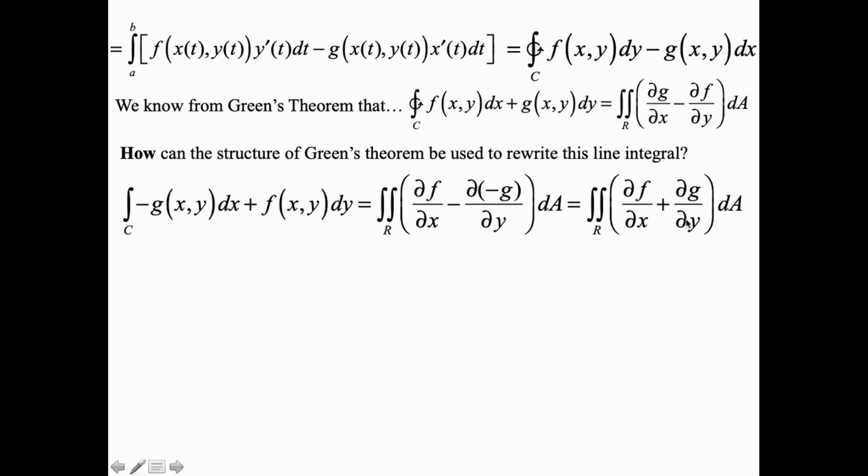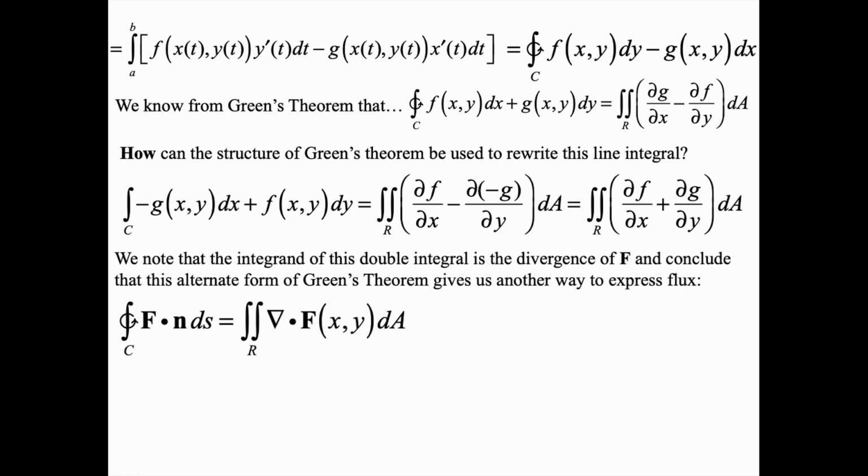Well, of course, that's going to turn into the double integral of the sum of the partial derivative of f with respect to x plus the partial derivative of g with respect to y. Which makes us think, looking at that expression, what do we call the sum of the partial derivatives of f with respect to x and g with respect to y when we're in the xy plane? What do we call that? Well, that has typically been referred to simply as divergence, right? So if we look at that double integral, we see that this is the divergence of F.